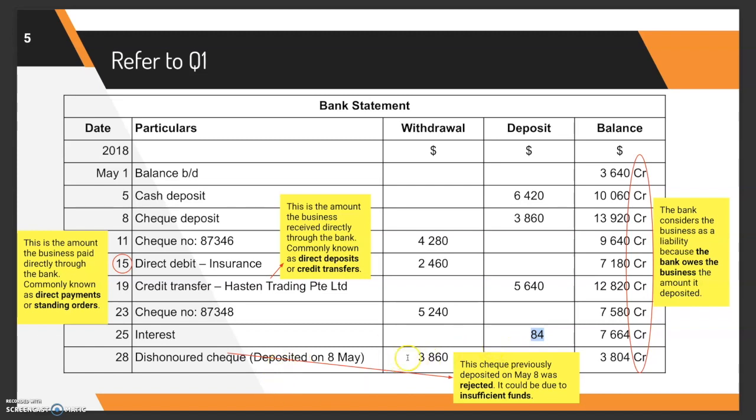And finally, we have a 3860 withdrawal. It's actually a rejected check, a dishonored check. The reason for that could be insufficient funds from the original issuer of the check. So, as you can see, the bank frequently does transactions on our behalf without us knowing. That's the reason why this number will not tally with the one that the cash at bank account has.